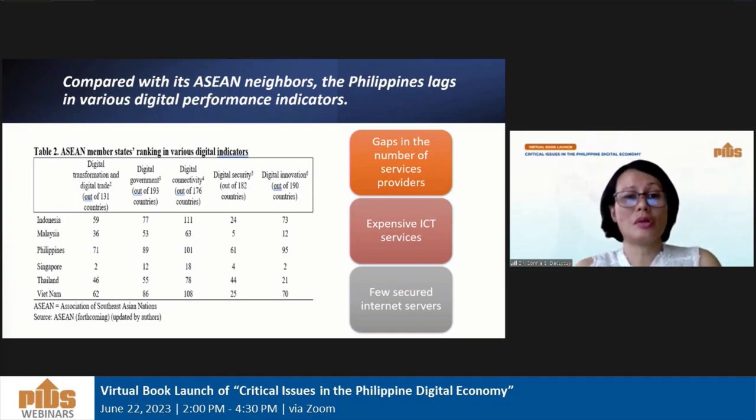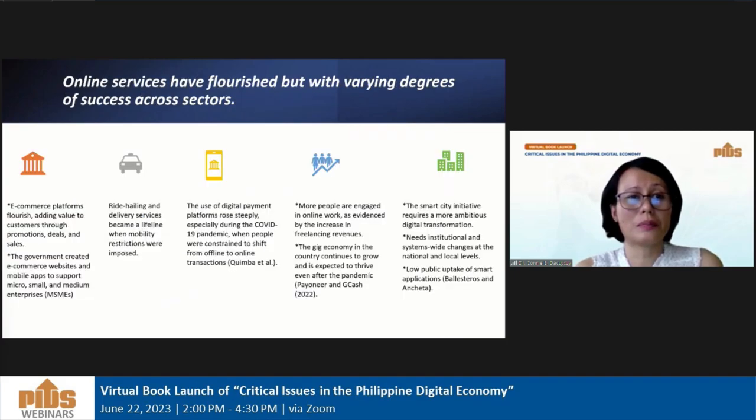So in the next slide, we note that online services have flourished, but with varying degrees of success across sectors. So there are sectors that flourished, and these include e-commerce platforms like Lazada, Shopee, and these add value to customers through promotions, deals, and sales. The government even created e-commerce websites and mobile apps to support the enterprises. Ride-hailing and delivery services also flourished, especially during the pandemic.